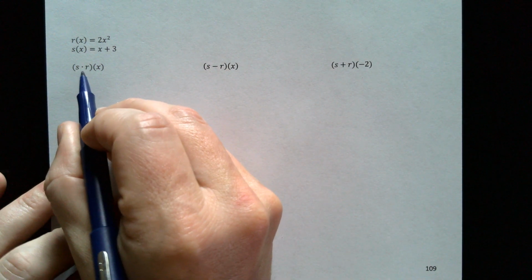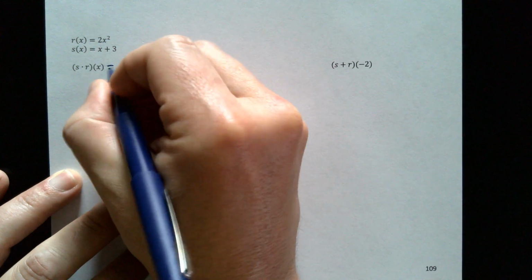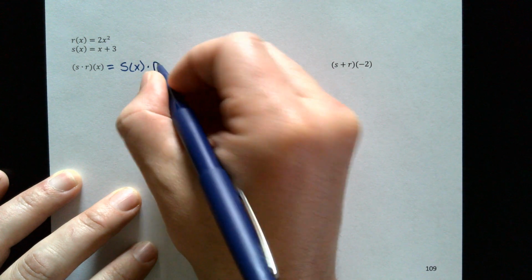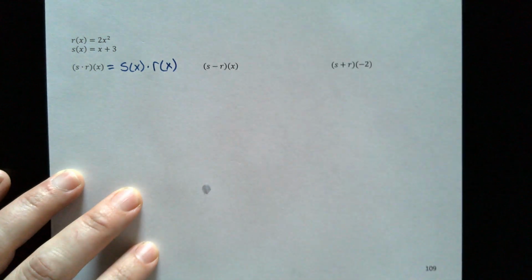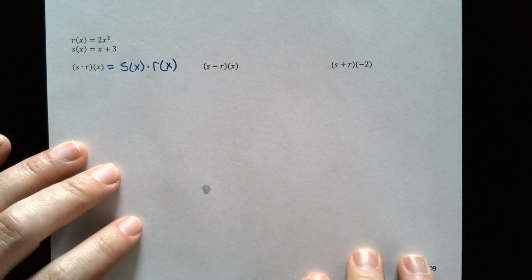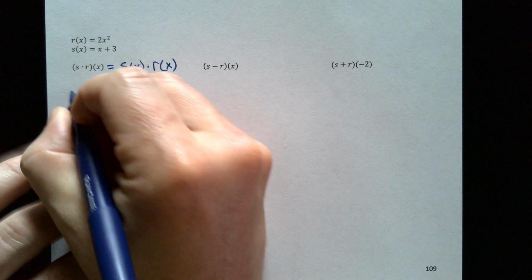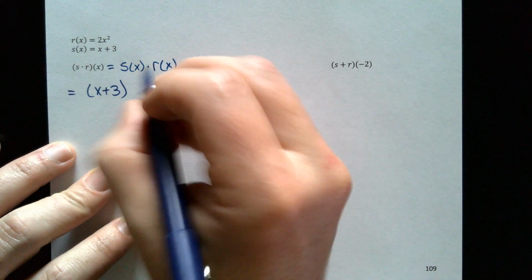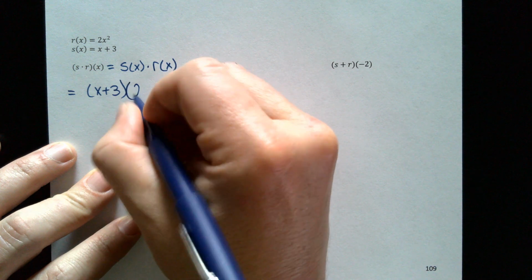Okay, let's take a look at these problems. The first thing that we're asked to do is multiply s times r of x. So that's the same thing as s of x times r of x. Okay, so let's write those down. So s of x is equal to x plus 3, and r of x is equal to 2x squared.